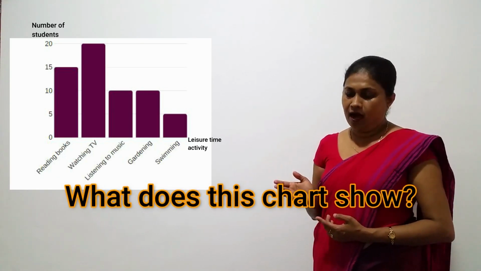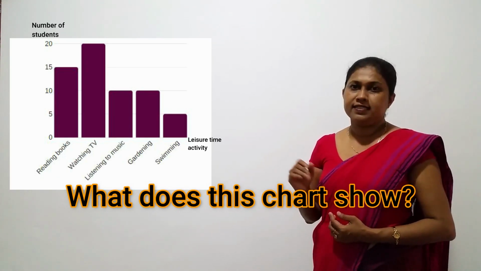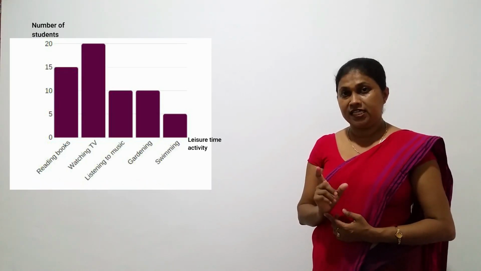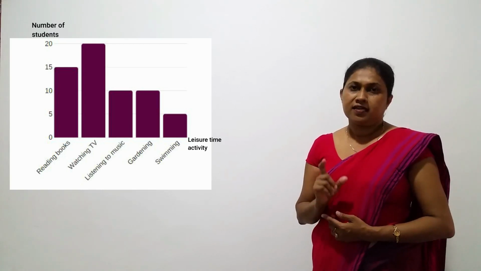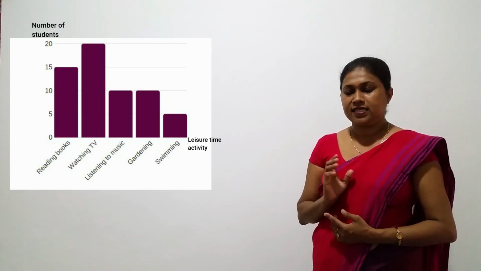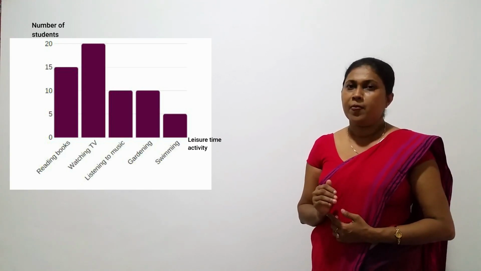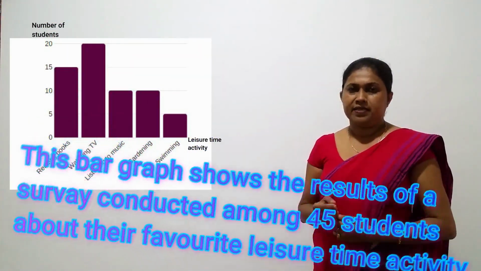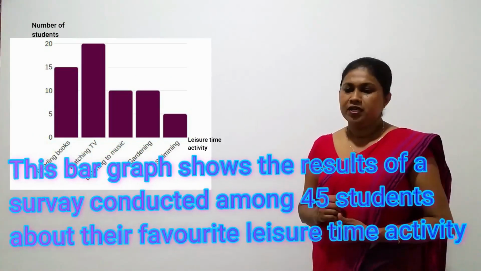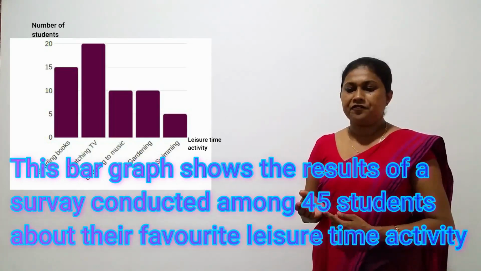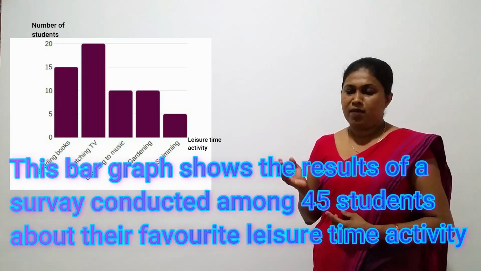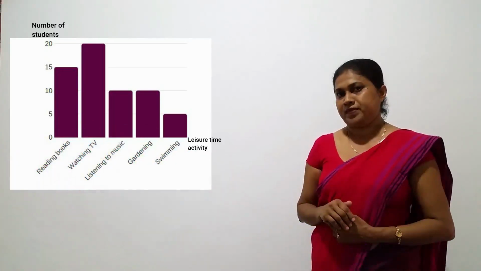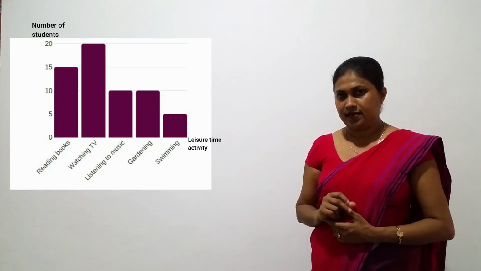What does this chart show? Then try to make a complete answer for this question. Answer in a full sentence, in a complete sentence. Then how to write a complete answer? You can write: This bar graph shows the results of a survey conducted among 45 students about their favorite leisure time activity. So the first sentence you can write like this.